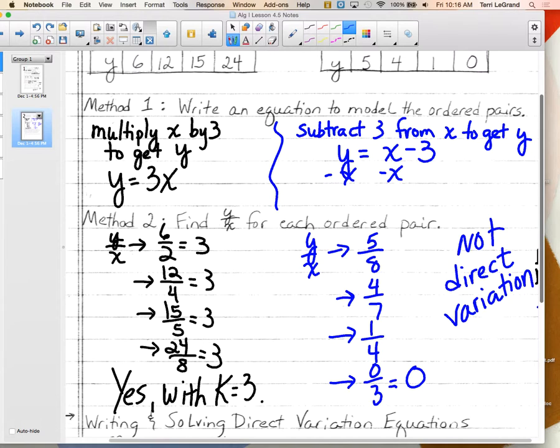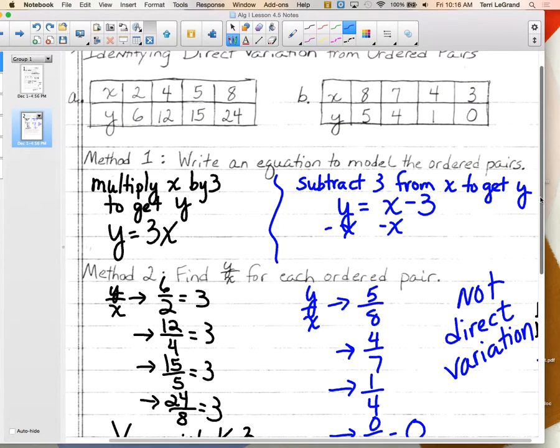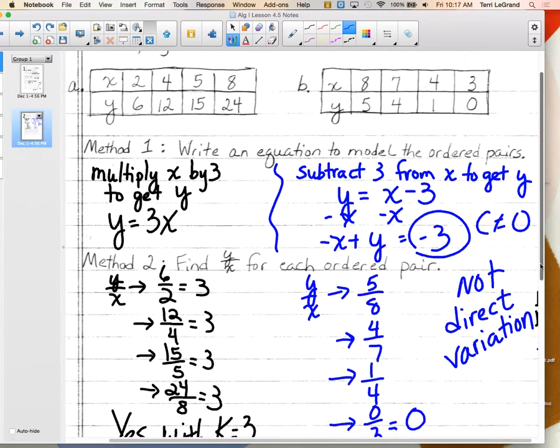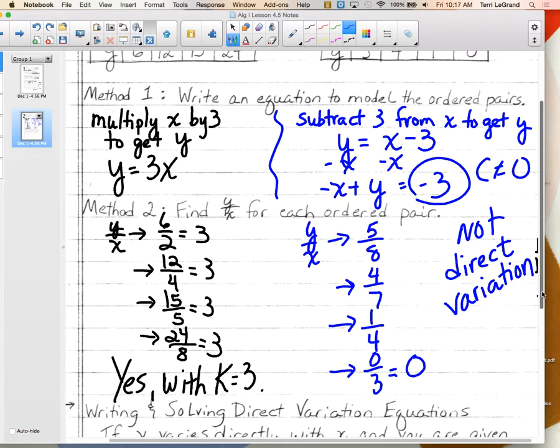So we do not have to identify the k value because it is not direct variation. When you use the equation method, you have to have an equation that supports that it's not direct variation. Here you would say c does not equal 0. And if you're going to use the y over x method, you have to show what the y over x values are and show that they're not all the same. You're going to use one method or the other. You do not have to do both. We just practice both. Okay?